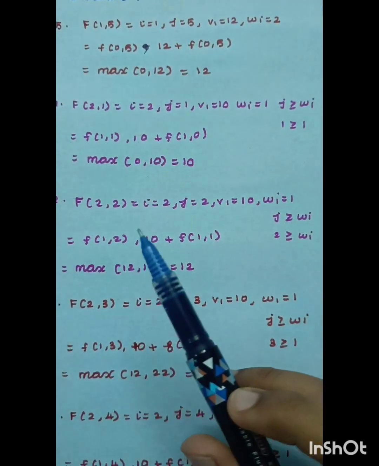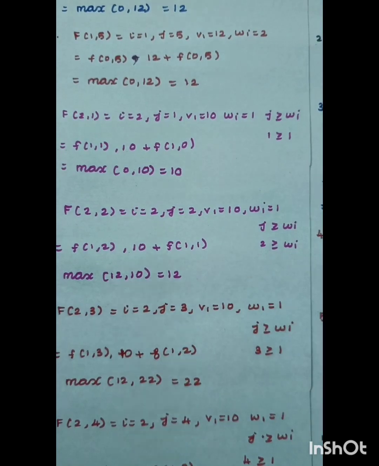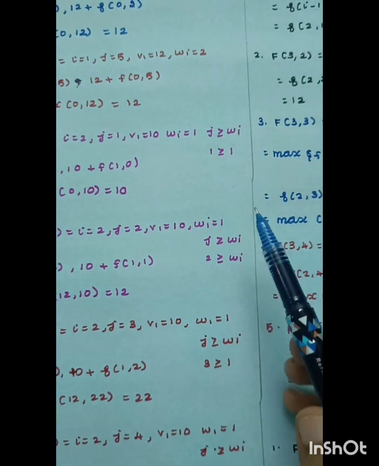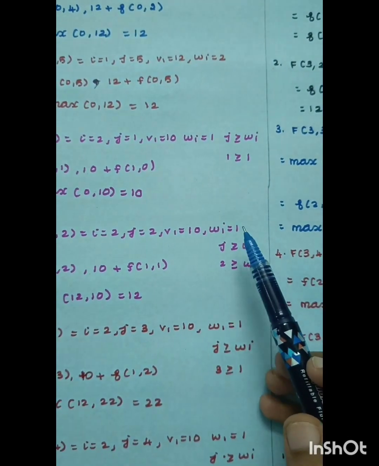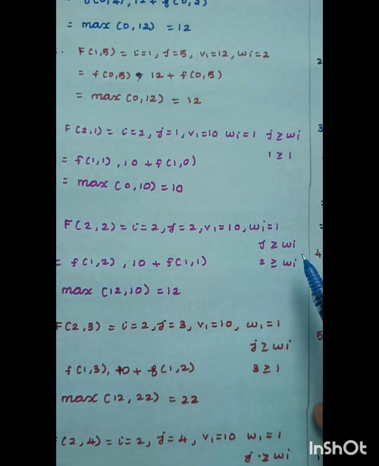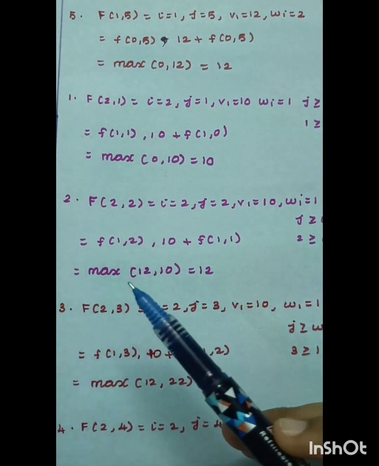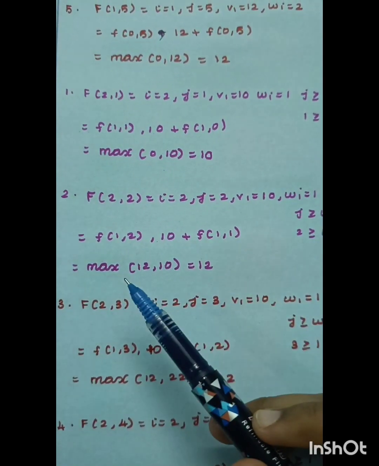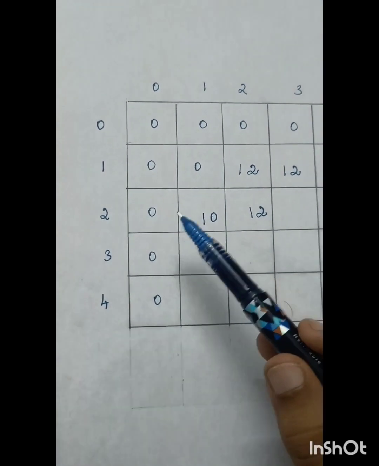For f of 2 comma 2, i equal to 2, j equal to 2, v1 equal to 10, w1 equal to 1. J is 2 and w1 equal to 1. 2 is greater than or equal to 1. So we are using the second formula. F of 1 comma 2 comma 10 plus f of 1 comma 1 which is equal to 12. So in the matrix box for 2 comma 2 we have to assign the value 12.